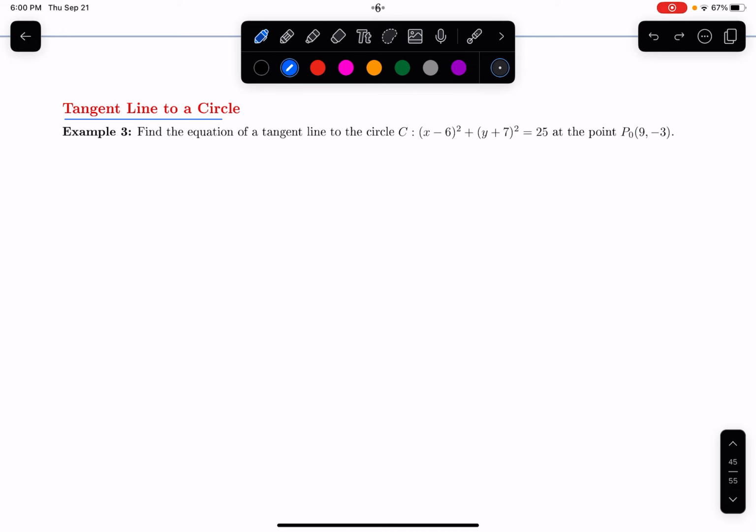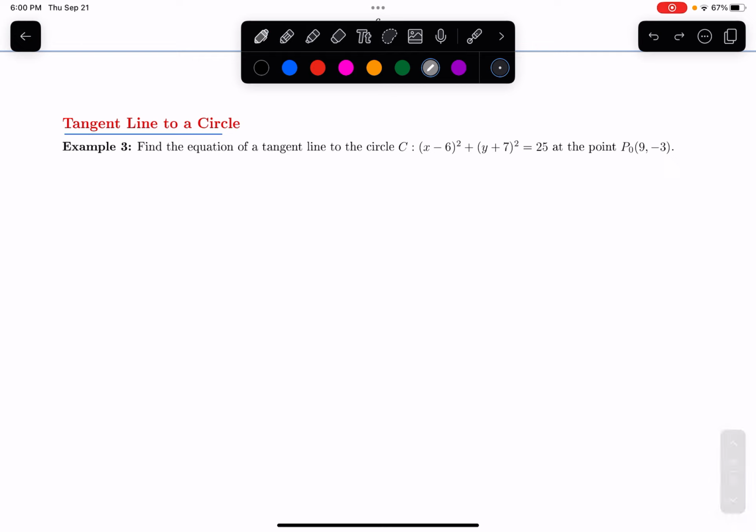Okay, so recall that when we have a circle, a tangent line is a line that just intersects that circle at one point. So it'll touch it ever so slightly just at one point like this. That is a tangent line. Okay, so I'm going to be drawing a sketch of that in just a little bit here once we know a little bit more information.